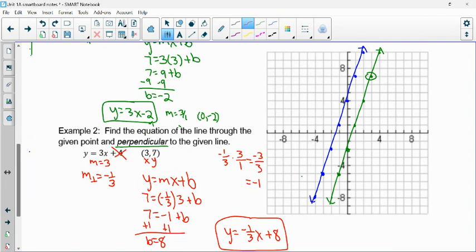So this one will start at 0, 8, our y-intercept. And then our slope's -1/3, so we can go down 1 and to the right 3. And we can also go up 1 and to the left 3. And if you notice, they are intersecting at a right angle, so it means they are perpendicular. And it's going through the point 3, 7 like we wanted it to. Exactly what we wanted.